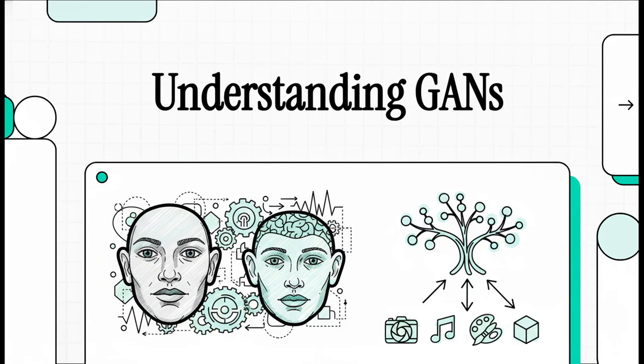All right, let's get right into it. Today, we're exploring one of the most fascinating ideas in all of artificial intelligence, generative adversarial networks, or as you probably know them, GANs. These are the models behind those super realistic photos of people who don't actually exist, and that's really just the beginning.